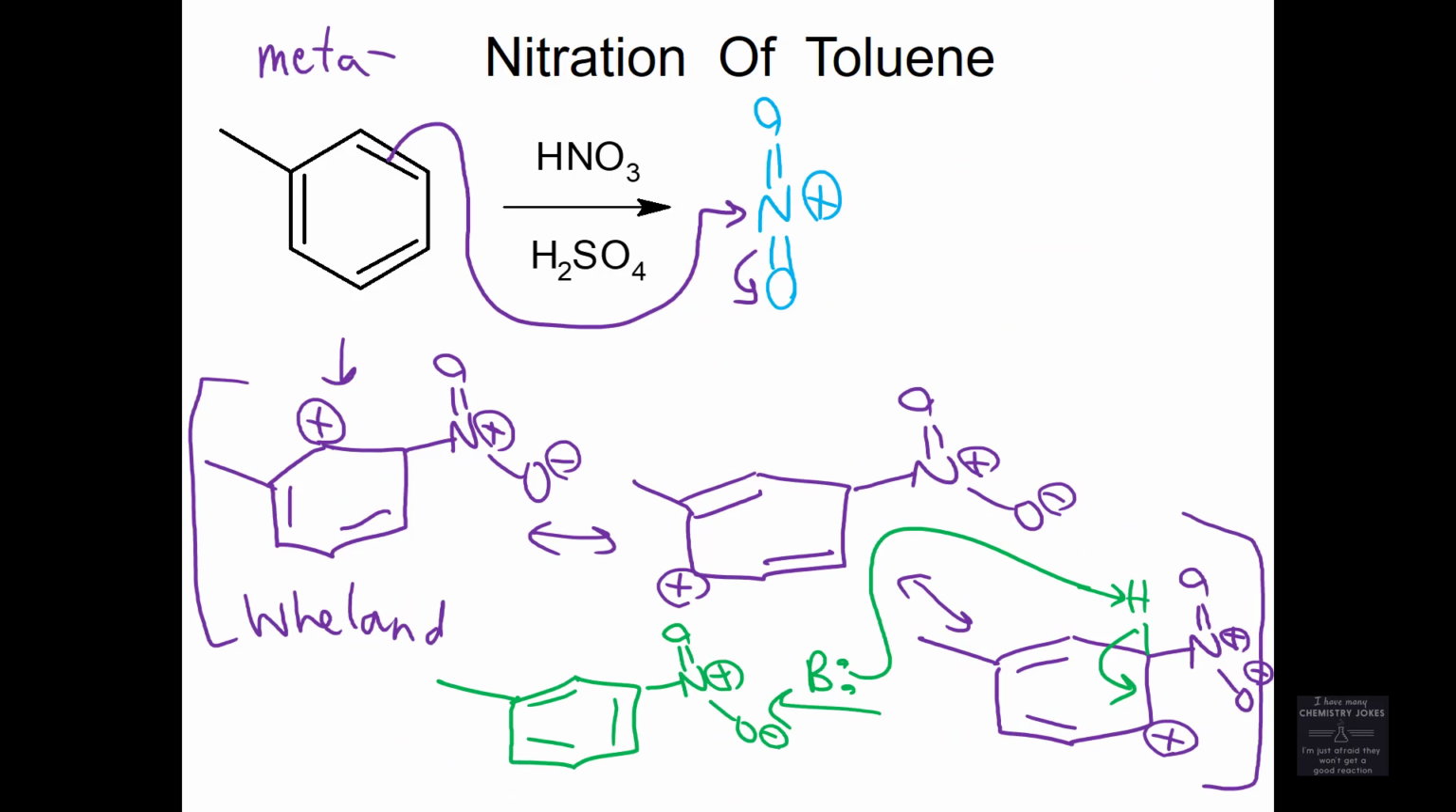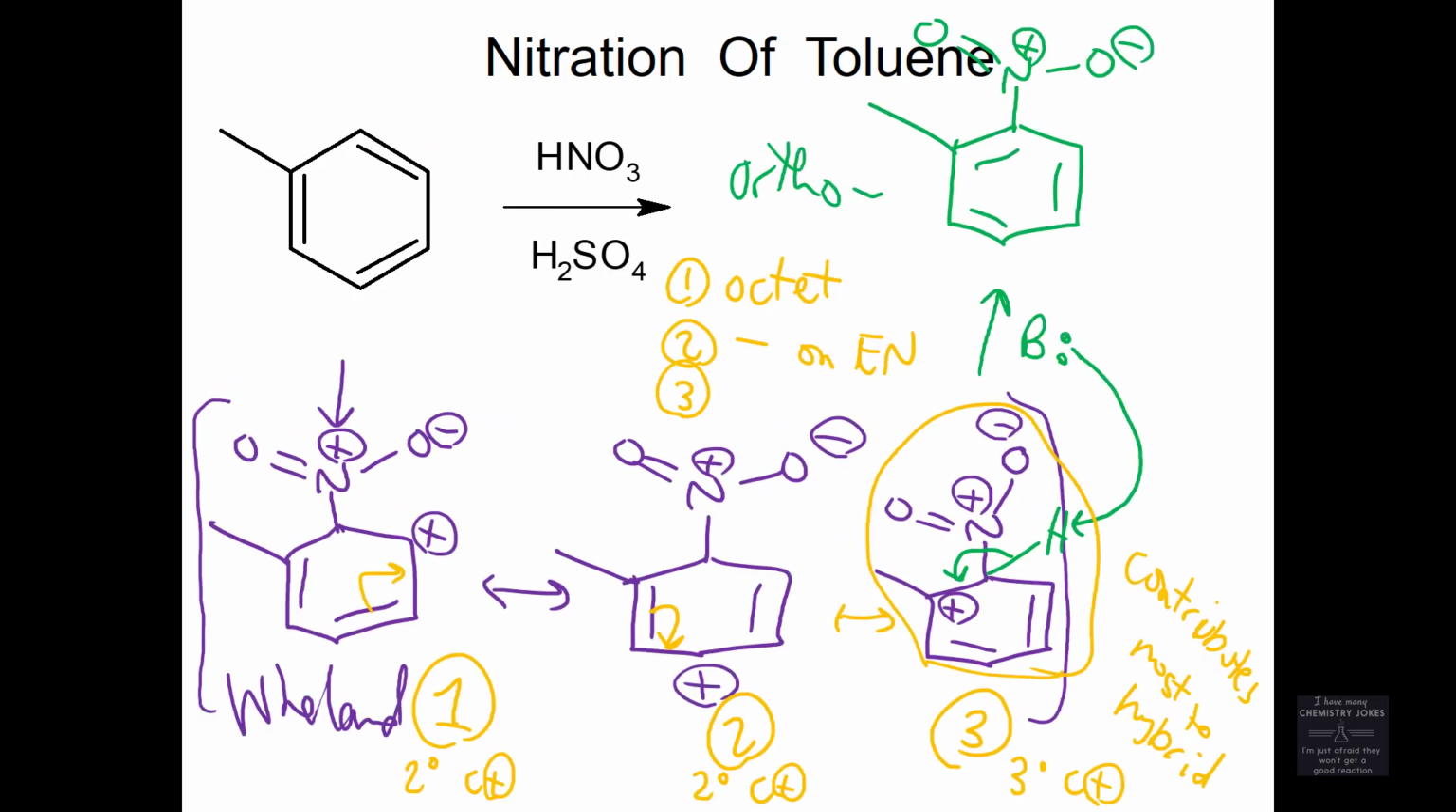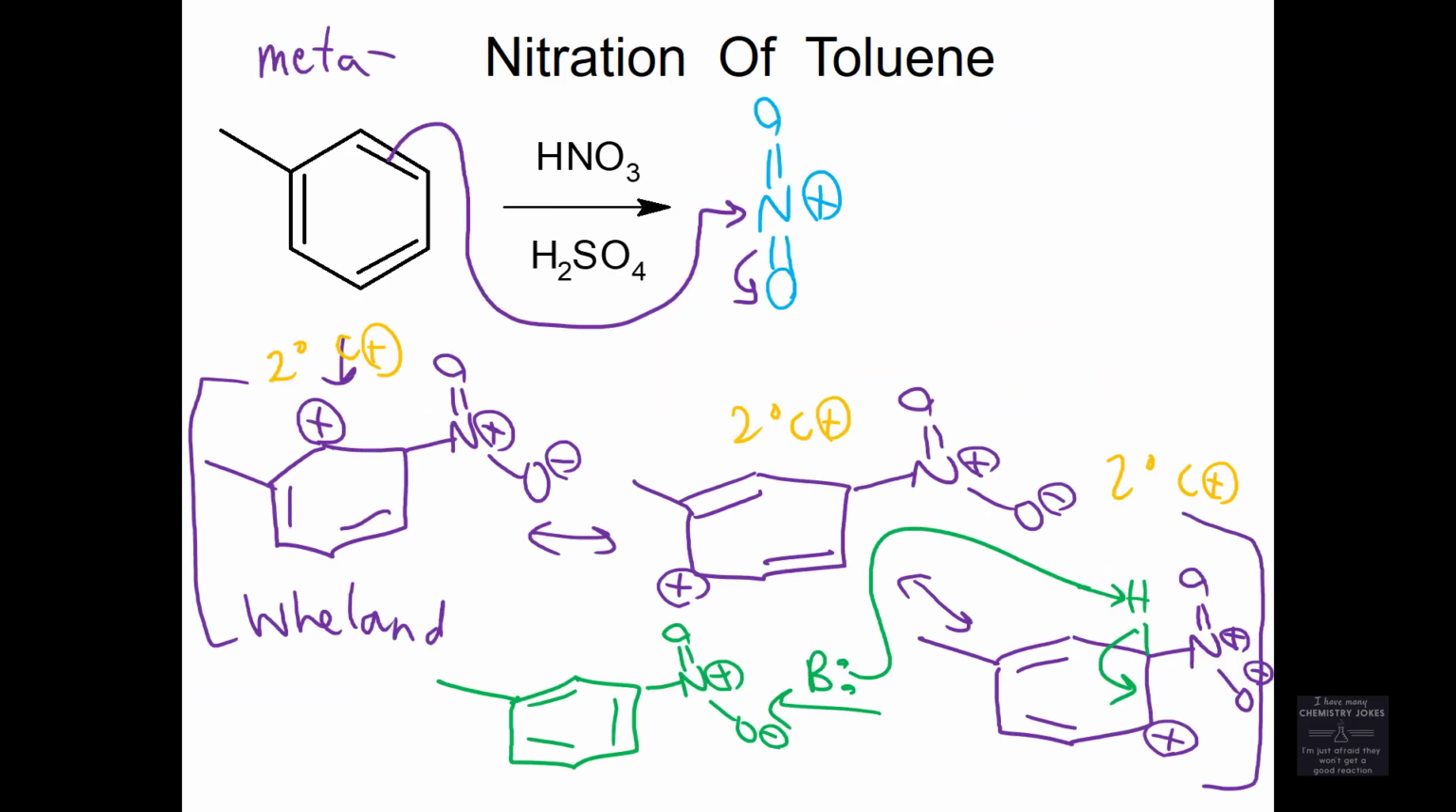In meta, is any of these structures any better than any other? No. It's a secondary carbocation. It's a secondary carbocation. It's a secondary carbocation. Any idea why we might create more ortho than we did meta? I think it has to do with carbocation stability. So in the ortho, we had a tertiary carbocation as one of the resonances of our Wayland. In meta, not so much. That one little tertiary carbocation makes the ortho Wayland resonance much more stable than the meta Wayland resonance, which leads to the ortho product forming and the meta product not really forming.